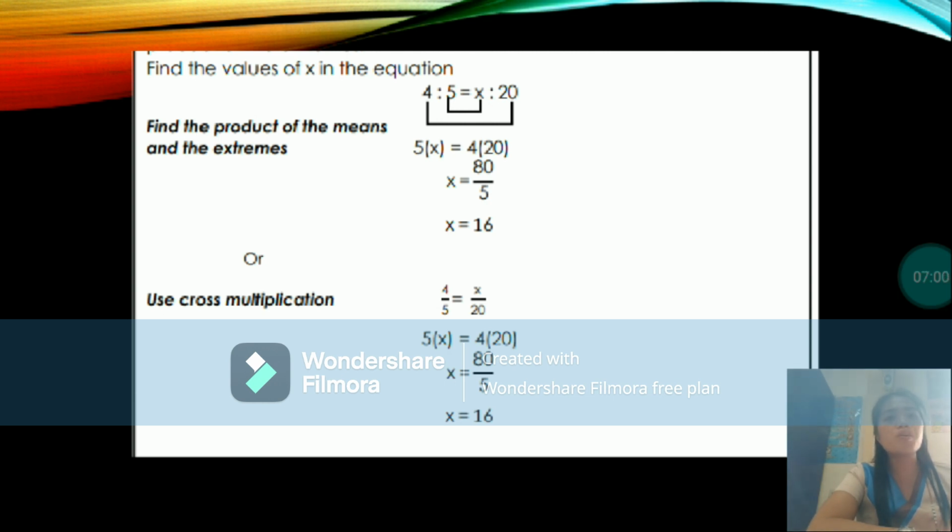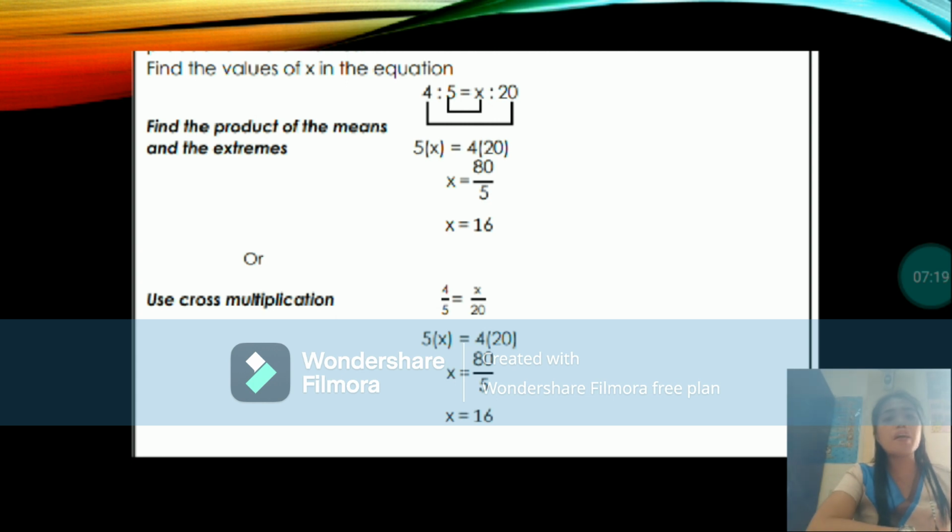Okay, now find the value of x in the equation. If you have 4 is to 5 is equal to x is to 20, find the product of the means and the extremes. So you have here 5x is equal to 4 times 20. You have 4 times 20, that's 80. Then divide both sides by 5. Your x is equal to 16.